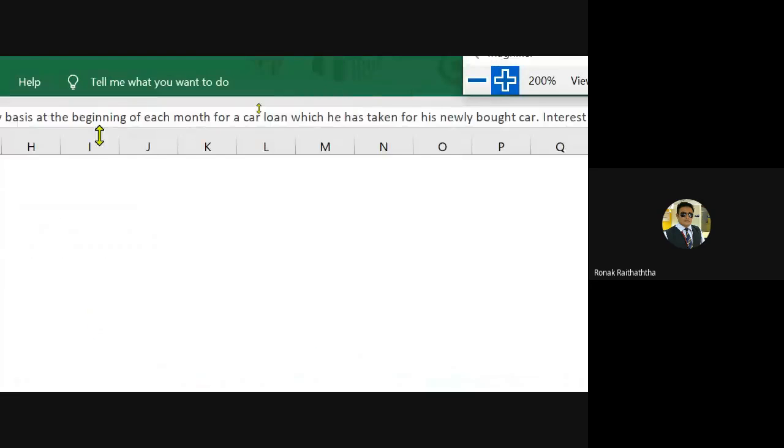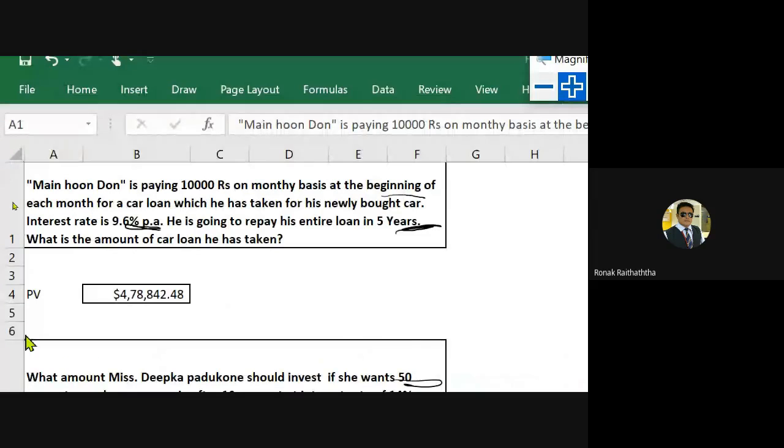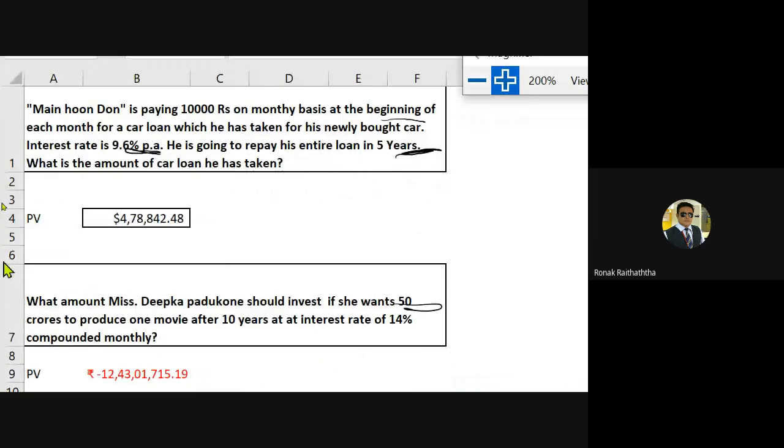Let me use the magnifier so that you get it in a better way. The first one we have is: Mehudon is paying 10,000 rupees on a monthly basis at the beginning of each month for a car loan which he has taken for his newly bought car. Okay. Interest rate is 9.6%. He is going to repay his entire loan in 5 years. What is the amount of car loan he has taken?